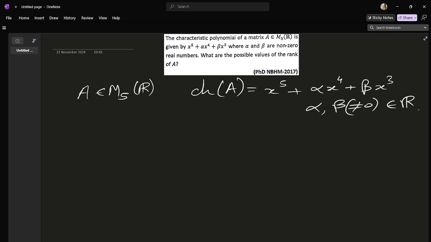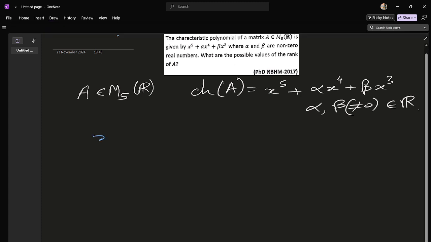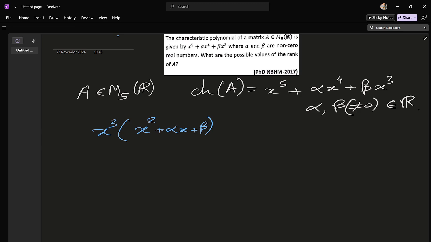So easily we can see that from our characteristic equation we can take the common factor x cube out. Then the inner part will be x square plus alpha x plus beta equals 0. This is the characteristic equation, no?